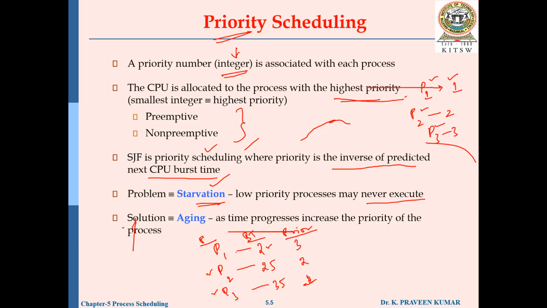Even though process 1 requires only 2 units of time, it has to wait up to 60 units of time, because the other two processes have higher priority. The solution is, as time progresses, increase the priority of the process. You have to change the priority of the process that has been waiting for a long time, so that it is given priority.